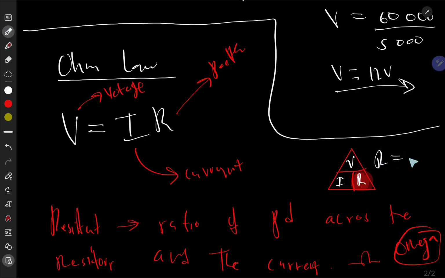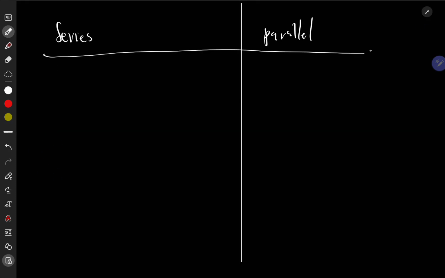If I hide resistance, what remains? I'm left with V over I. That's nice. So we can actually solve for any variable that we need from Ohm's law. Our next part of the video will be parallel and series circuits.